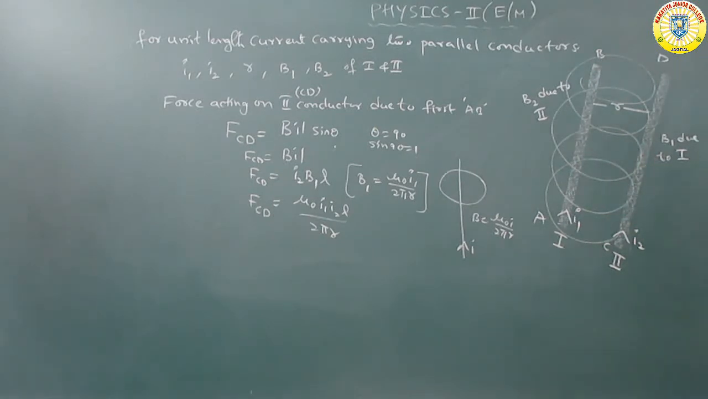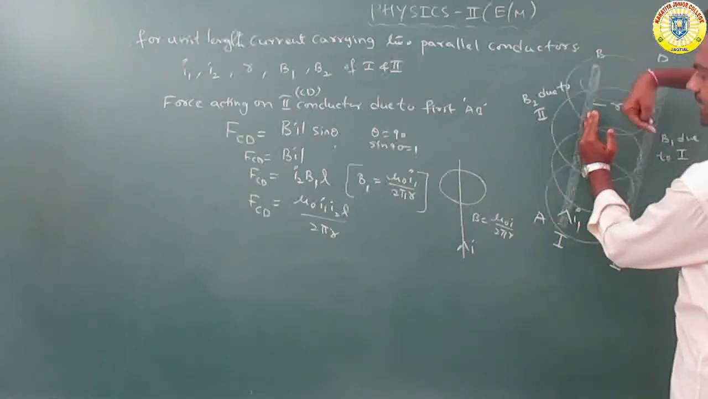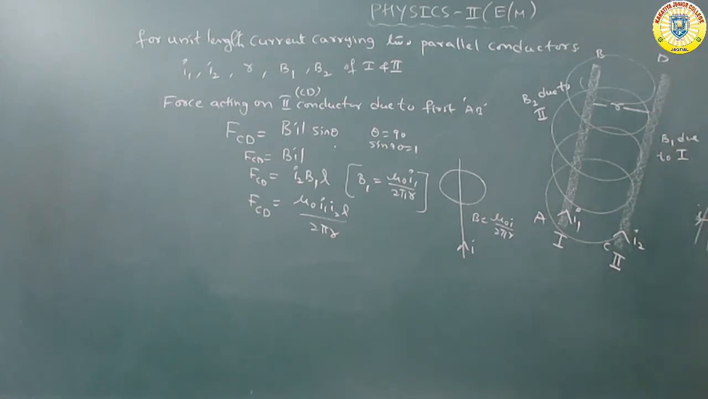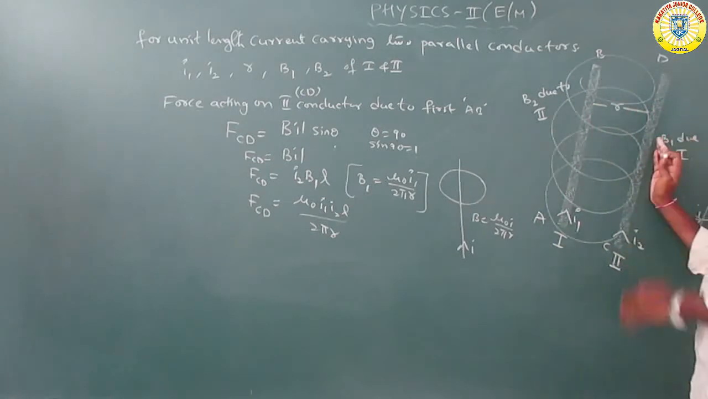In the earlier case, a current carrying conductor was placed in a uniform magnetic field, so the force is F equals B I L sin theta. Now here also, this is a current carrying conductor, with a magnetic field developed. At a distance r in that magnetic field, another wire is carrying current, and what is the force acting on that wire due to this?